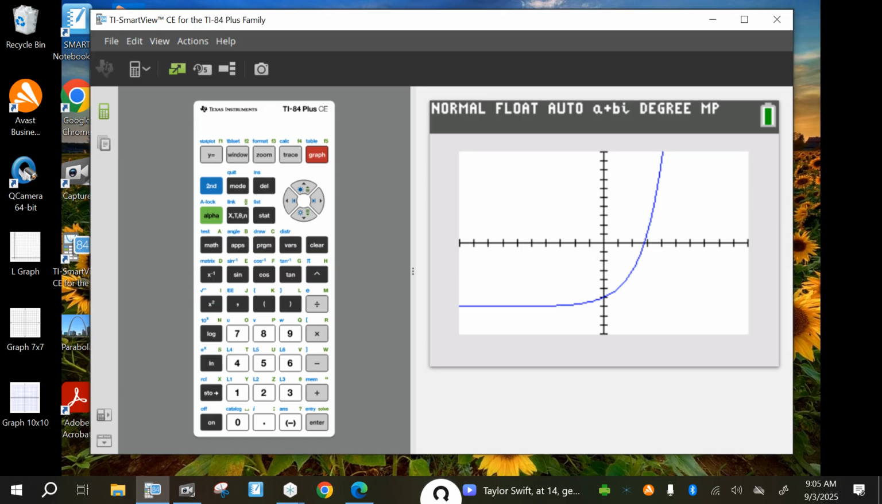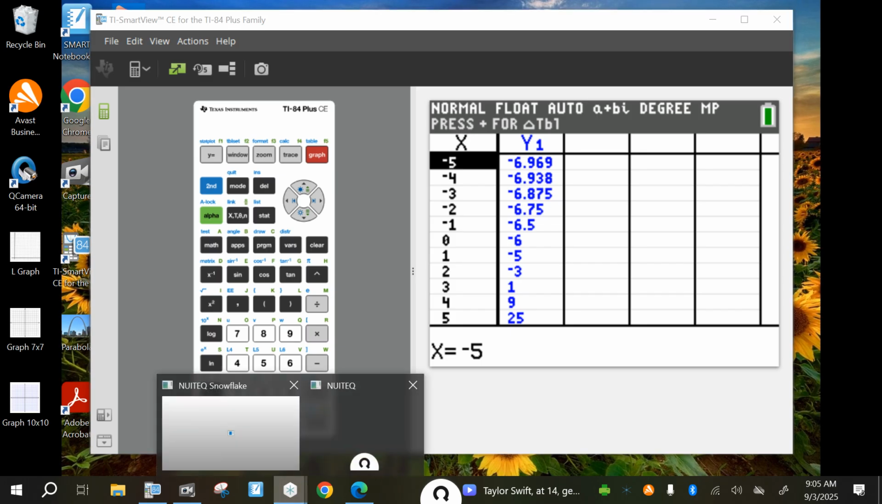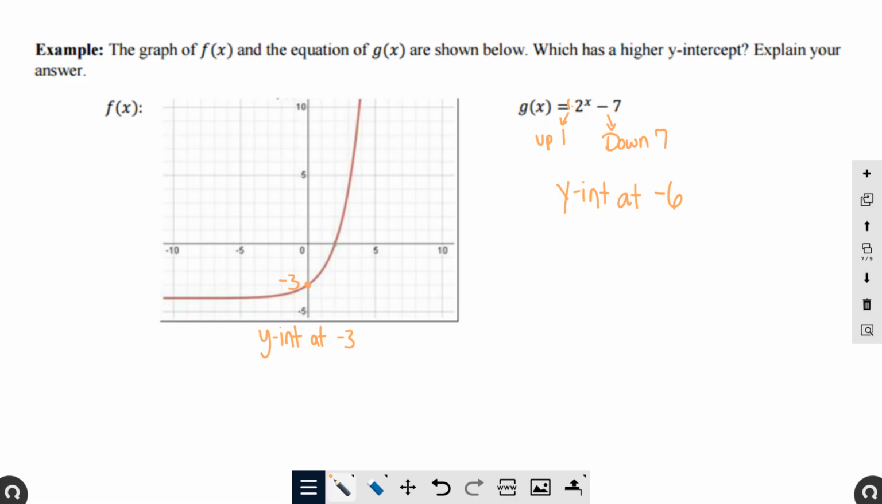negative 6. To confirm, trace 0, enter. When x is 0, that gives you the y-intercept. Or just go to your table. You didn't even have to look at the graph. When x is 0, y is negative 6. So this one has a y-intercept at negative 6.